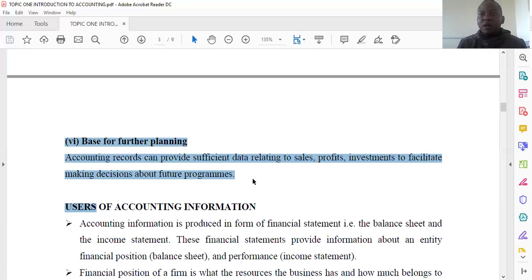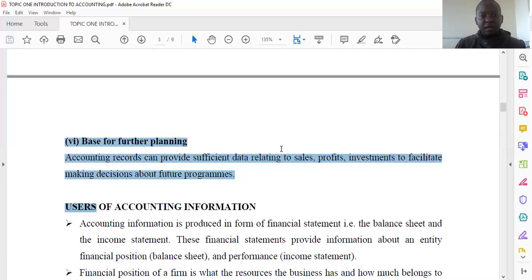You cannot be a small organization making a profit of say 100,000 shillings and then you just wake up one day and assume that you make a profit of 1,000,000 shillings, unless an investment has been made. So you need to be realistic. Accounting gives us that sufficient information to help us in making goals. So accounting can provide sufficient data relating to sales, profits, and investments to facilitate making decisions about future programs.